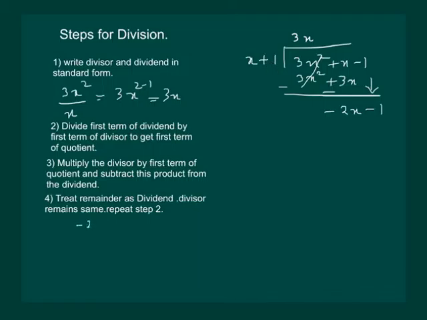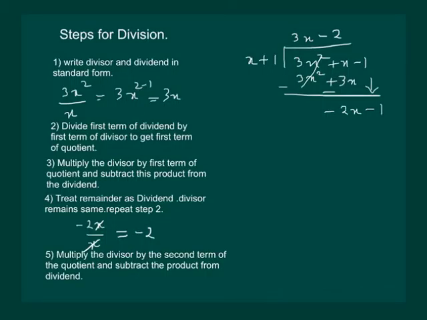So let us divide minus 2x by x. We are repeating step 2, considering this to be the dividend. We get minus 2. So minus 2 is the second term of our quotient.